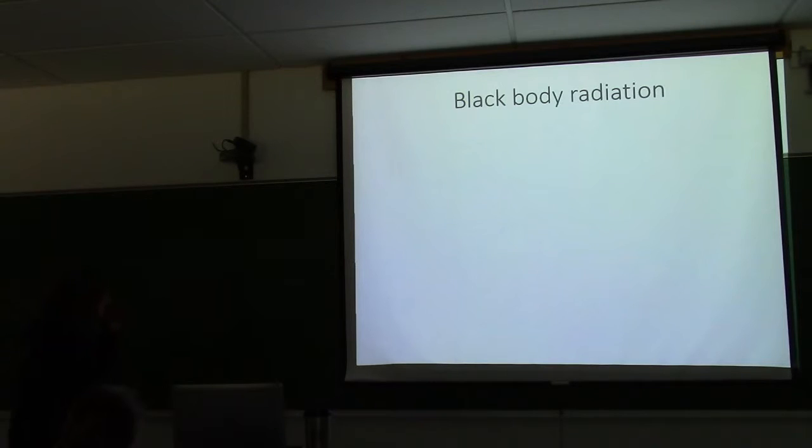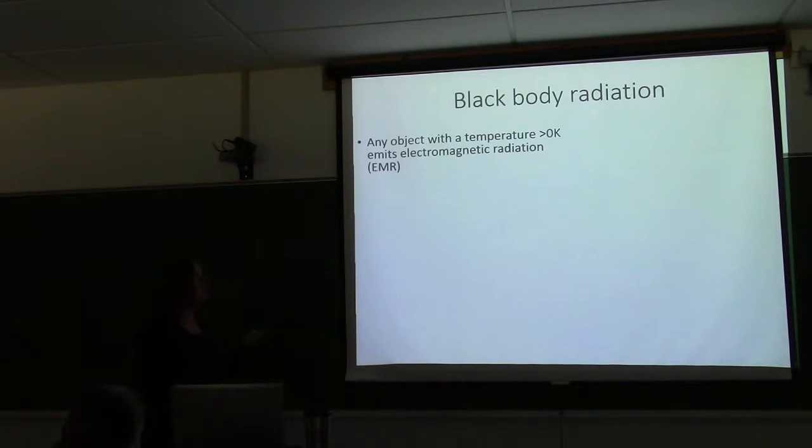Okay, so we know that the sun can be approximated as a black body. When we think about black body radiation, we have to think about the fact that any object that has a temperature greater than 0 Kelvin is going to emit some electromagnetic radiation. And the sun emits a lot of electromagnetic radiation, and so do you. Each of you emit electromagnetic radiation.